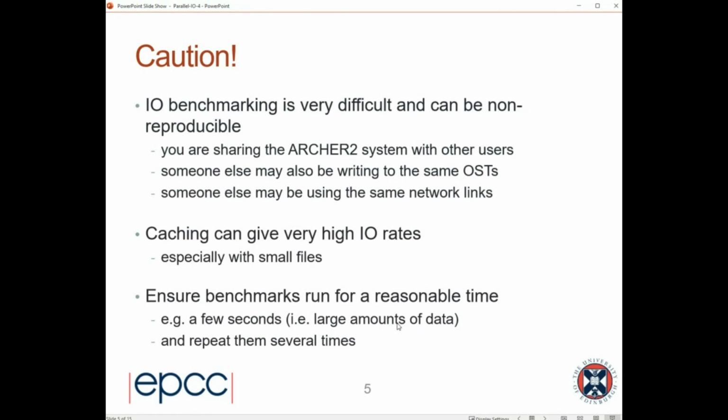Caching can give very high I/O rates, especially with small files. So if you want to get results, ensure that they run for a reasonable time, a few seconds, and repeat them several times. However, you do need to be a good citizen, and I actually got told off at one point because I was doing so much I/O, just as a benchmark test, that it was making the system unusable for other users. It is one of the more difficult things to do, to get reproducible runtimes from I/O. But I basically take the max, or at least you get an idea of what's possible.